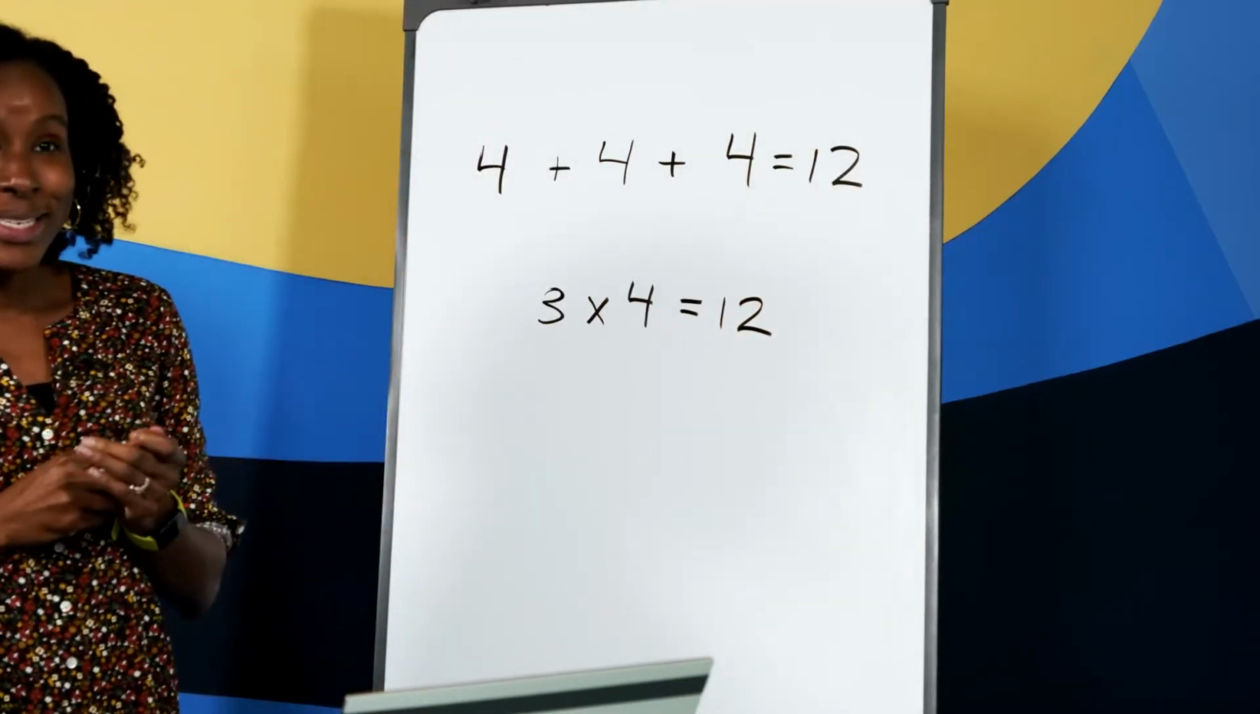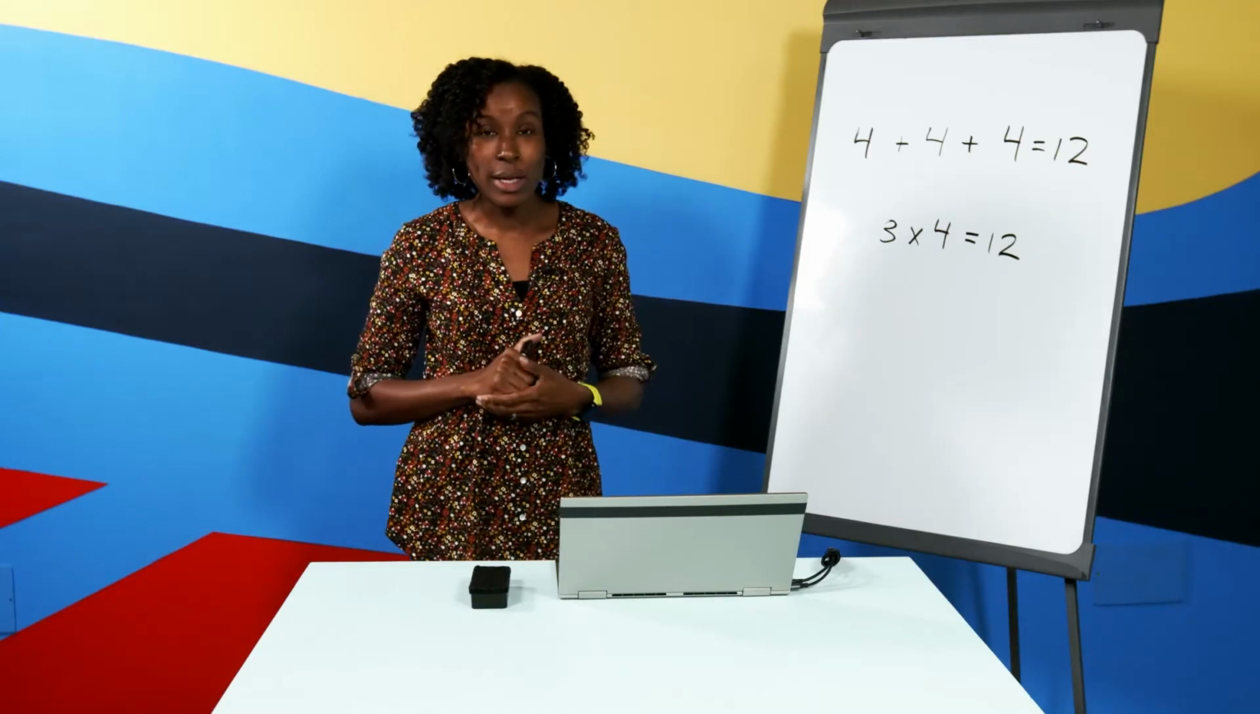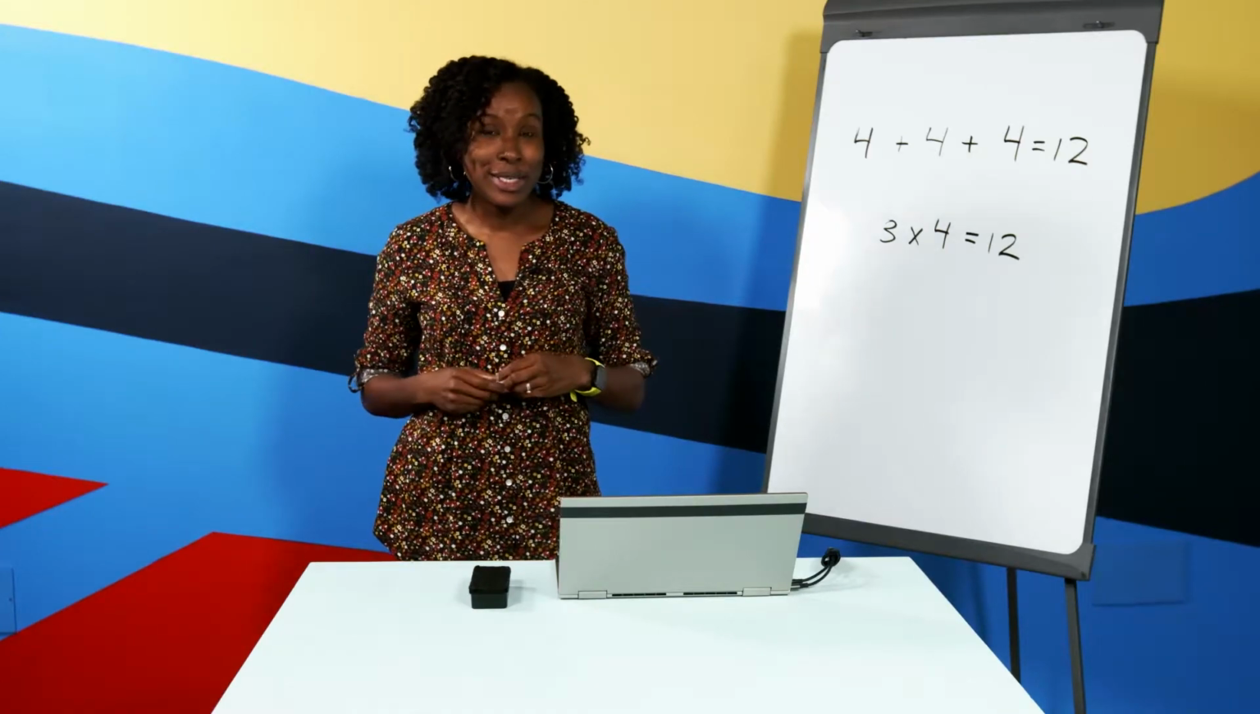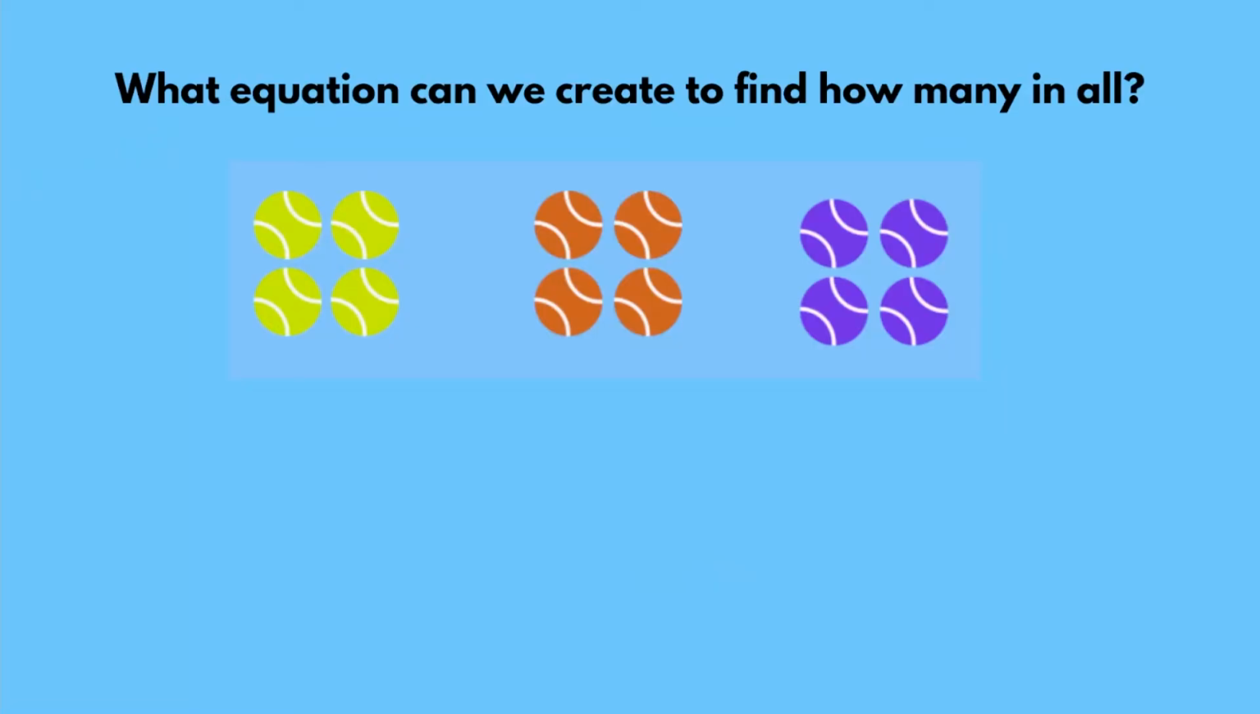Now, one way that we can check our work is by counting the tennis balls in the picture. I'm going to give you a moment to do that now, just so you can make sure we've got it correct. Did you count 12 balls? We did excellent so far.